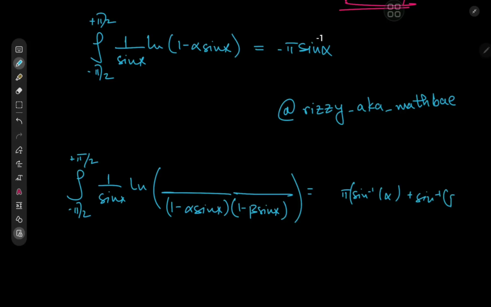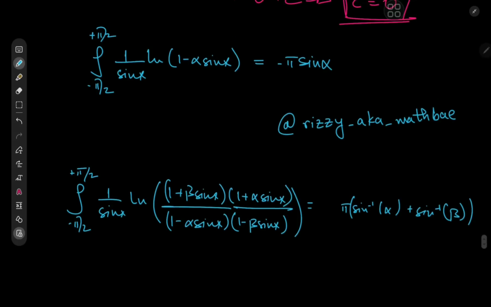Okay, cool. That is quite nice. And recall that for our case, the roots of the quadratic upstairs were negatives of the roots of the quadratic downstairs. So upstairs we have the factorization 1 plus beta sine x times 1 plus alpha sine x. And what does this mean for the result we have?